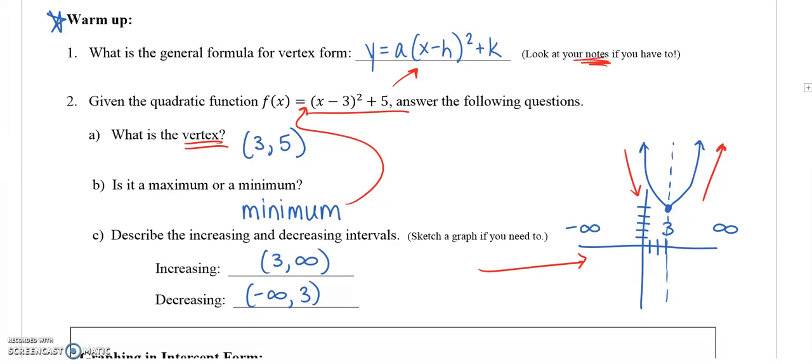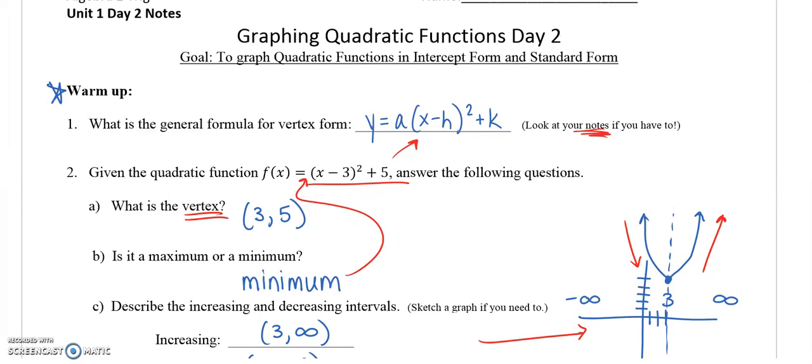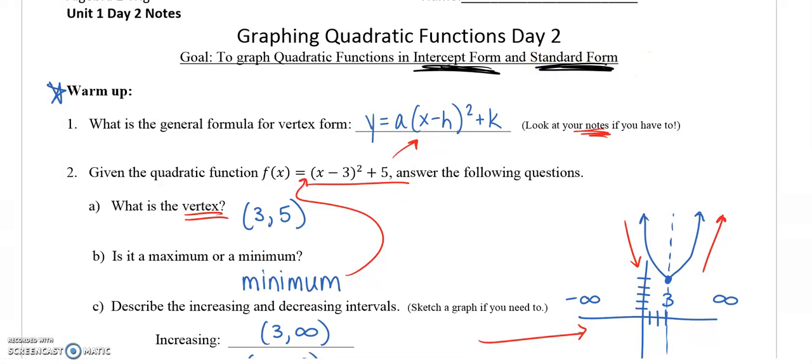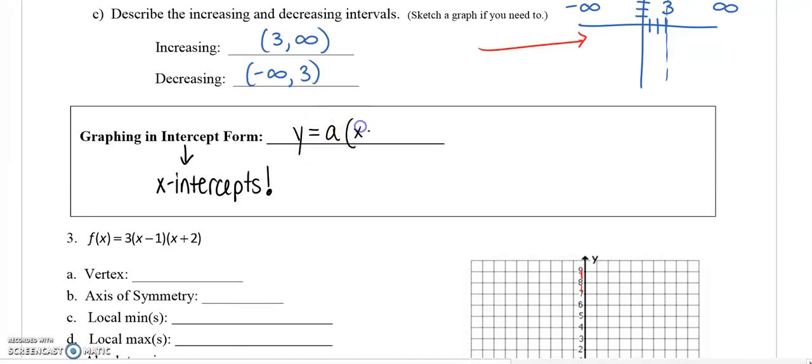Because today we're going to move on and we're going to be talking about the other two forms that we should be able to graph a quadratic in. That's intercept form and standard form. Alright, intercept form, like the name suggests, means you should be able to find the x-intercepts just from looking at the equation, without a calculator if I needed you to. So intercept form looks something like this. y equals a, still has the same a, times (x minus p) times (x minus q).